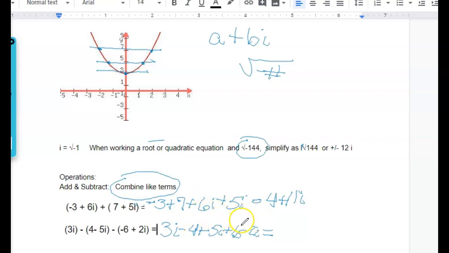So it doesn't really matter what order you put it in. If this one starts with an i and you want to write the imaginary part first, you can. Normally, the book answer puts the constant first. So the constant is negative 4 plus 6, or 2. And the imaginary part is 3i plus 5i. Remember, I'm working left to right, order of operations. So that's 8i minus 2i. 8 minus 2 is 6i.